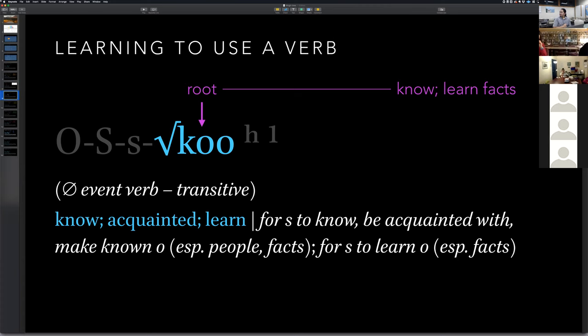The next thing it shows you is the root. And the root has meaning. So this ku has to do with knowing or learning facts. It's learning information, learning some kind of thing. It's not how to do something, it's just learning about the thing. Okay?